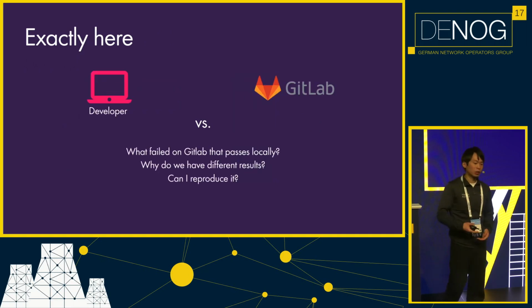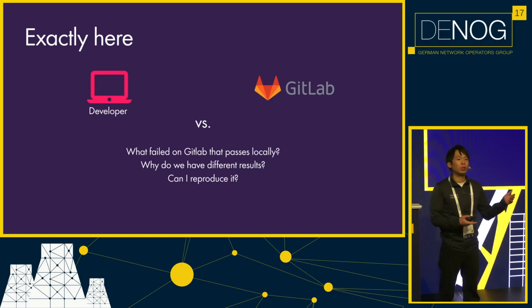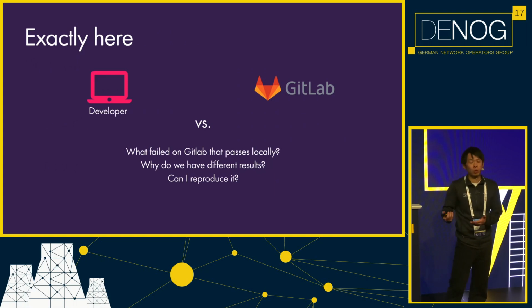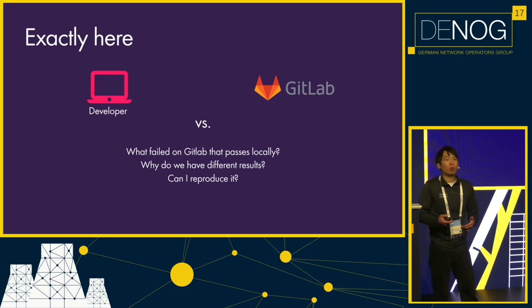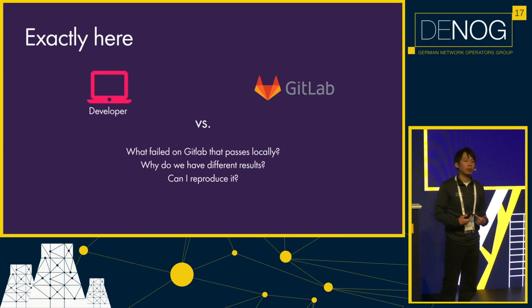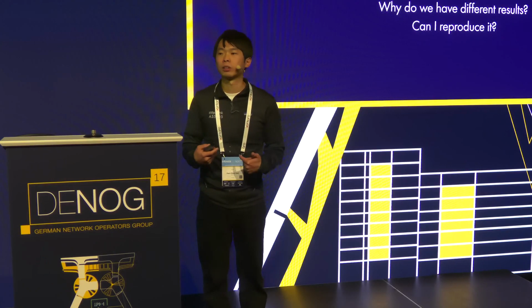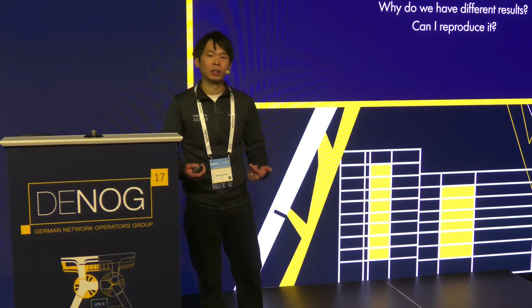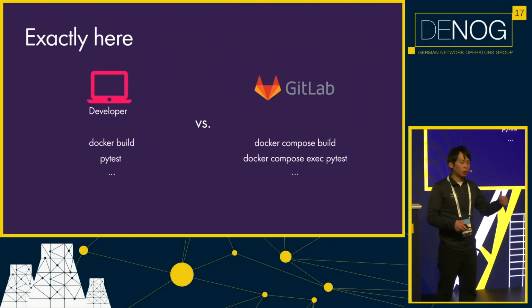You start asking questions. What actually failed here? What is it that you think works? And what is it that GitLab thinks doesn't work? And you ask, why does it have different results? And also, from me as a third party, can I actually reproduce this locally? Because if you cannot reproduce this, it will be very difficult to fix it.